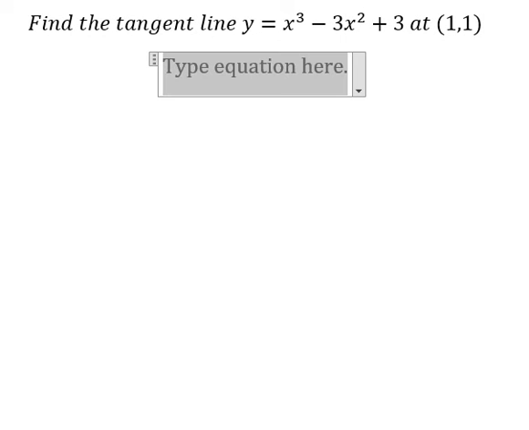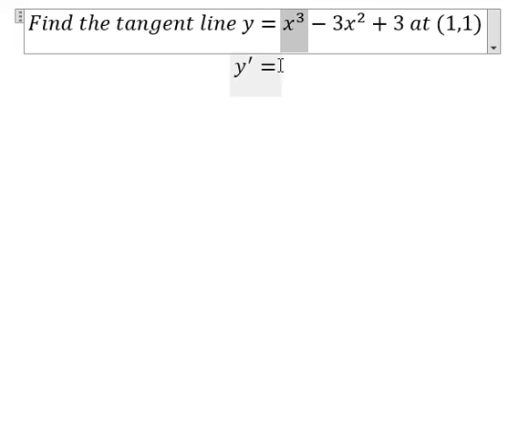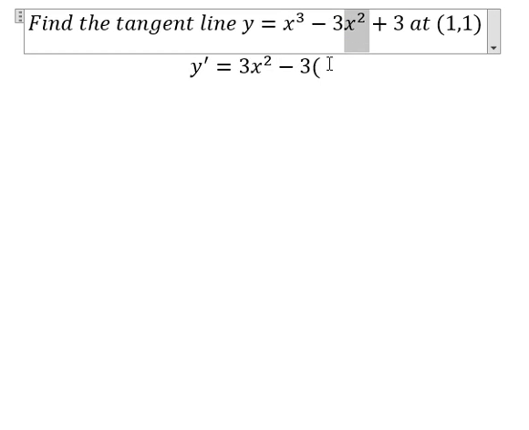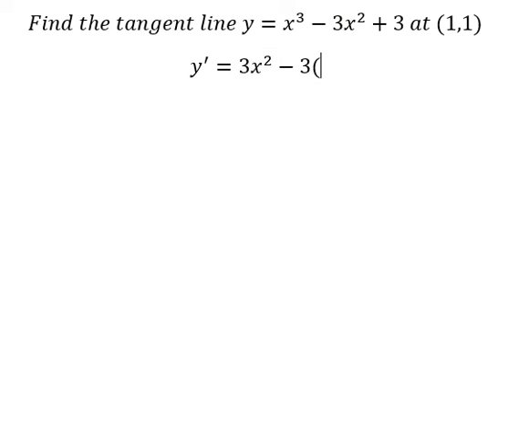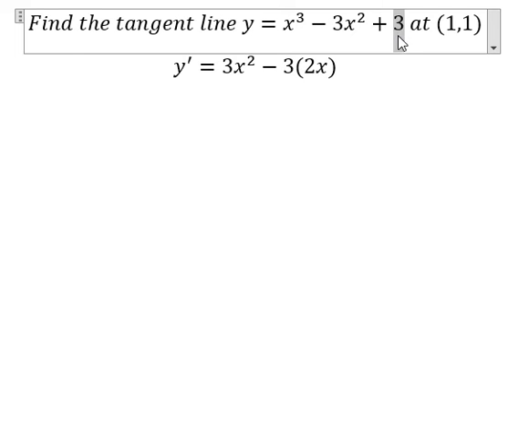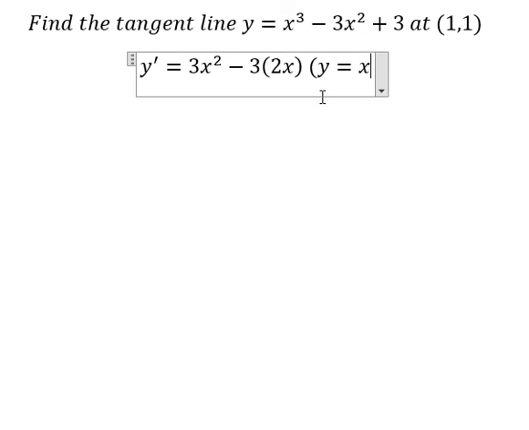The first thing we need to do is find the derivative of y. So this one is 3x squared. This one is 2x. This one is the constant, so you get 0 because I just applied the formula in here.